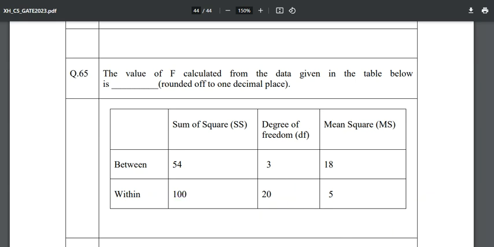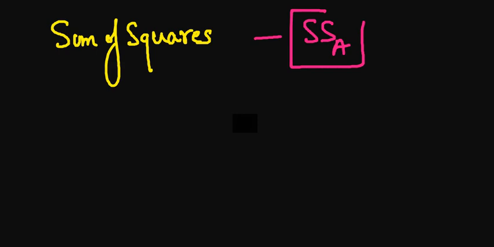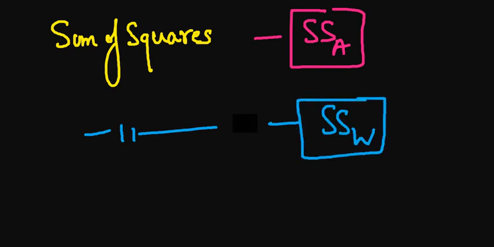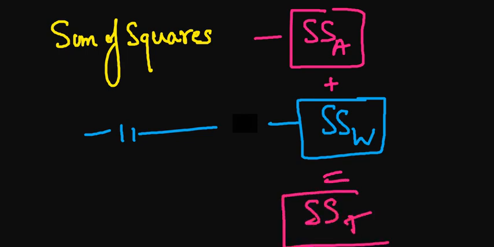But that's not the concern over here. The concern is we have to calculate the F ratio. Now we have to calculate the sum of squares, which you saw as SSA. This is for among, the first row, and then sum of squares for within. So you have an idea now that if we add these two, we will get the sum of squares of total. All right, absolutely correct.